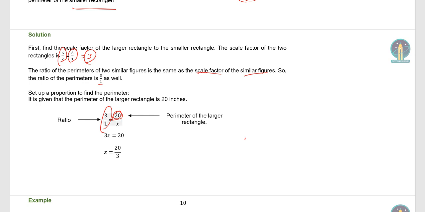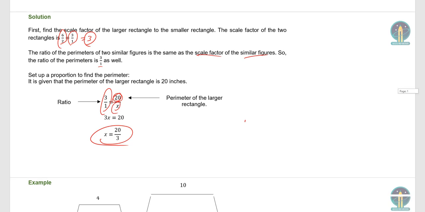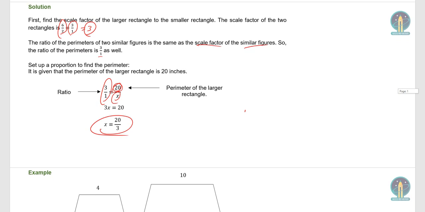Okay, so the scale factor is 3 over 1, and then we have our ratio of perimeters, 20 over x. And then we just solve for x, which is the perimeter of the smaller rectangle. Cross multiply, so 3x equals 20, so x equals 20 over 3, which is about 6.66, something like that.